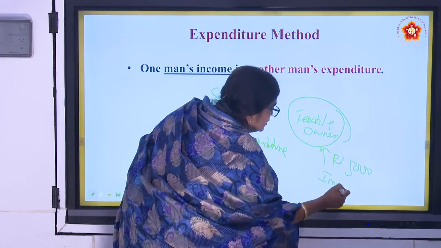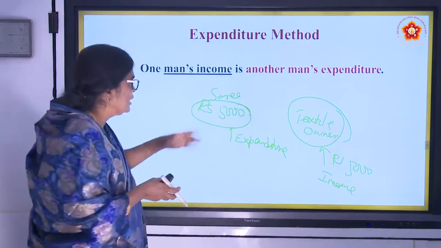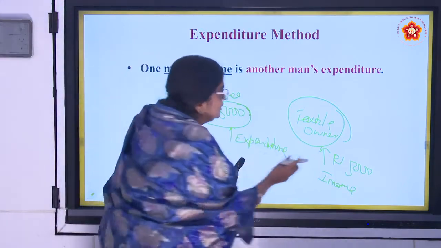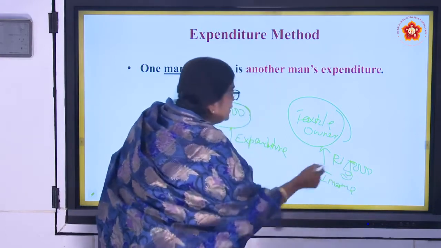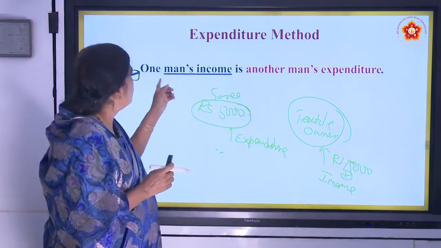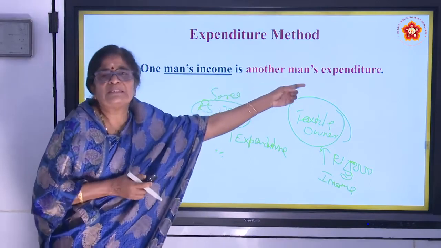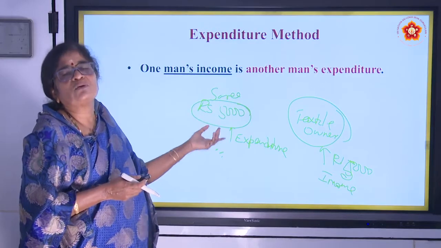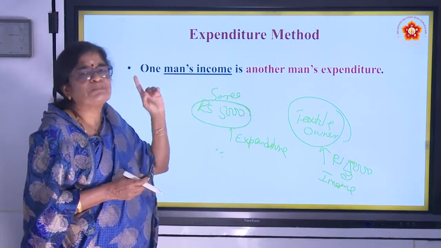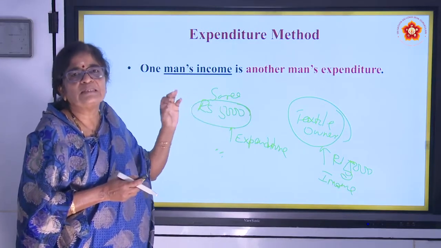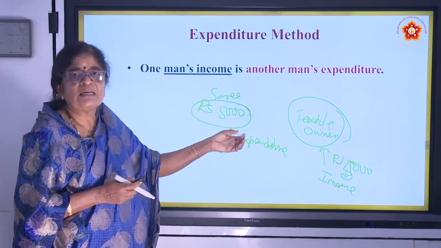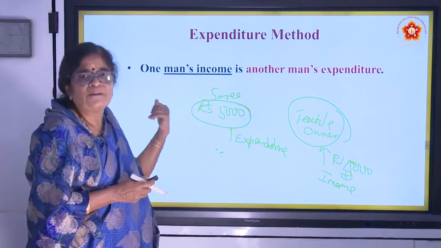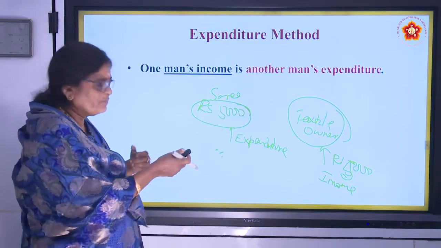Income. Therefore, my expenditure of rupees 5,000 is the income of the textile owner, exactly 5,000, because I'm paying them 5,000. Therefore, one man's income is another man's expenditure. This is the concept we are going to discuss for all the firms. We are going to calculate the expenditure of all the firms, government and the foreign countries, and we are going to say their expenditures are income of the firms which we are going to select.